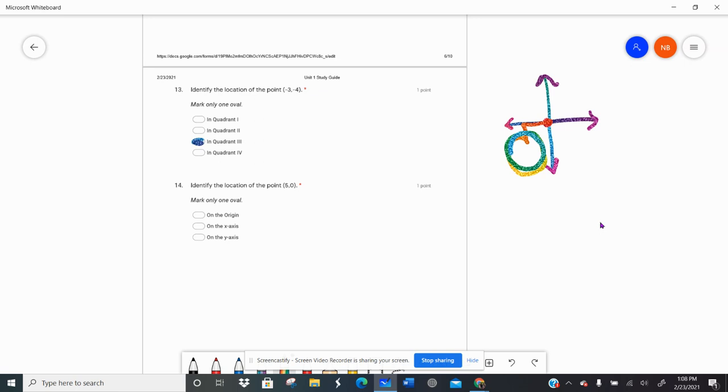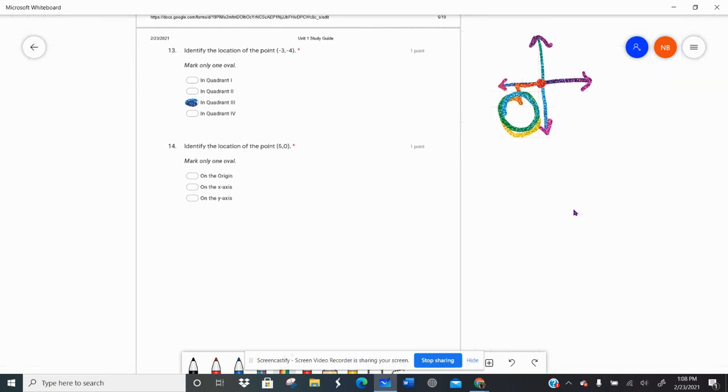So even if you can't graph it, you can always make a visual for yourself and then travel in those directions to see what quadrant you end up in. Well, what if I have a location that's on an axis, right? So remember, if I have a 0 in my ordered pair, I'm on one of the axes. I'm either on the x-axis or the y-axis. Here's a little trick. If you put xy over top and circle the non-zero number, that's the axis you're on.